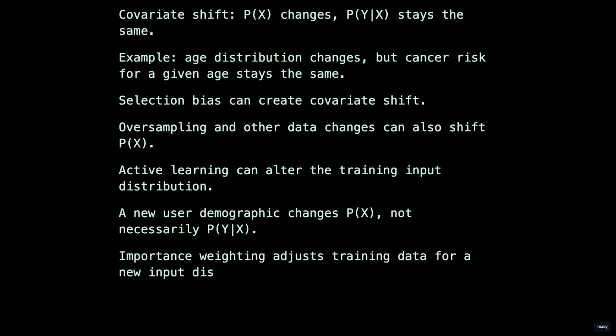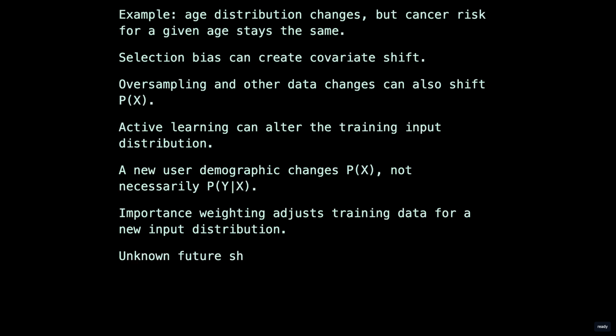When the new input distribution is known in advance, importance weighting can help. The idea is to estimate how the real-world input density differs from the training density, then reweight training examples so the model behaves as if it had seen the target distribution. The difficult part is that future shifts are usually not known ahead of time. Research tries to learn representations that stay invariant across distributions, but those methods are not yet the default in industry practice.